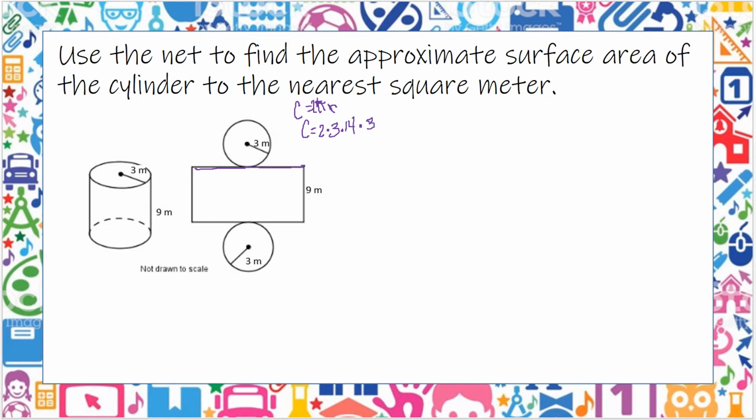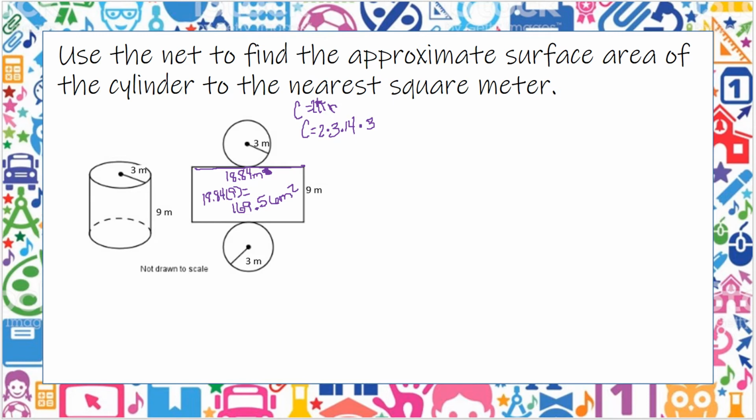And our radius is 3. So if I multiply that out, 2 times 3 times 3.14, I get 18.84, and this is meters. Sorry, not meters squared, just meters. And so I can find the area of this by multiplying those together, and I get 169.56 meters squared.